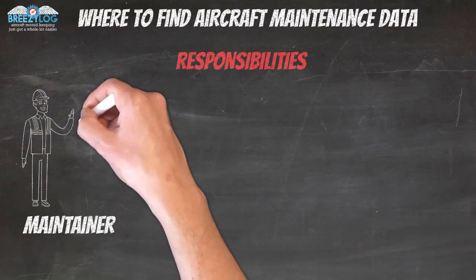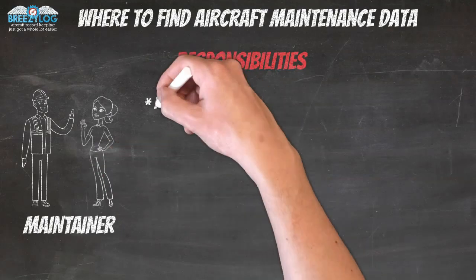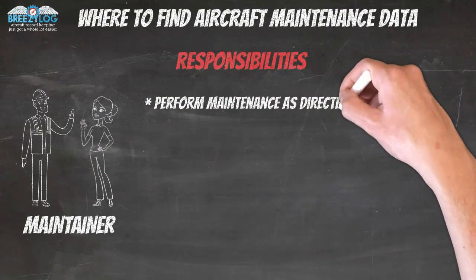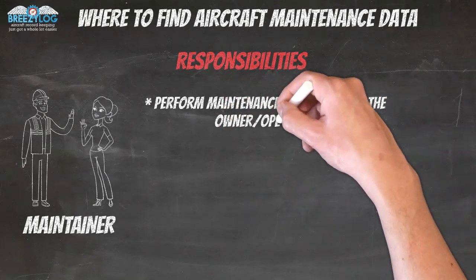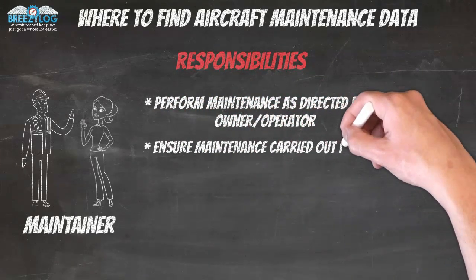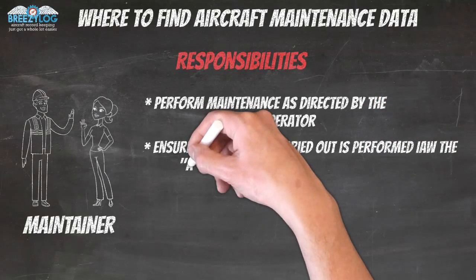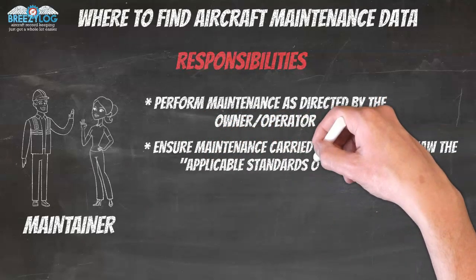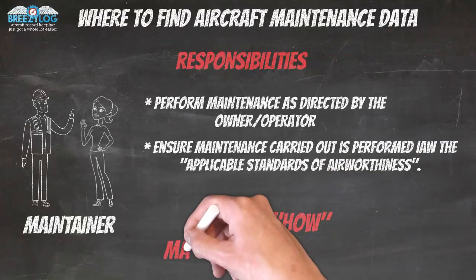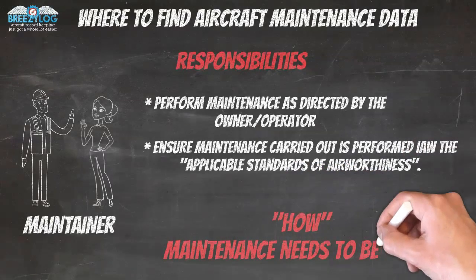It is not the maintainer's responsibility to know what maintenance needs to be done. Maintainers may give advice, but ultimately it is the owner or operator who is responsible to make the final decision on what needs to be done. Maintainers are responsible to ensure that the maintenance to be performed is carried out in accordance with the applicable standards of airworthiness. Basically, the maintainer is only responsible for how the maintenance is carried out.